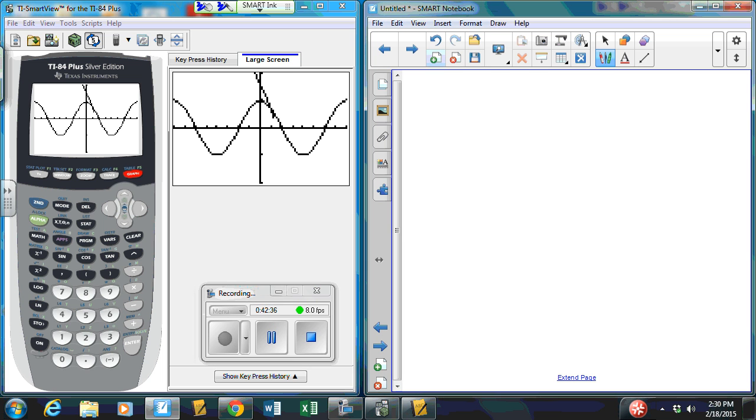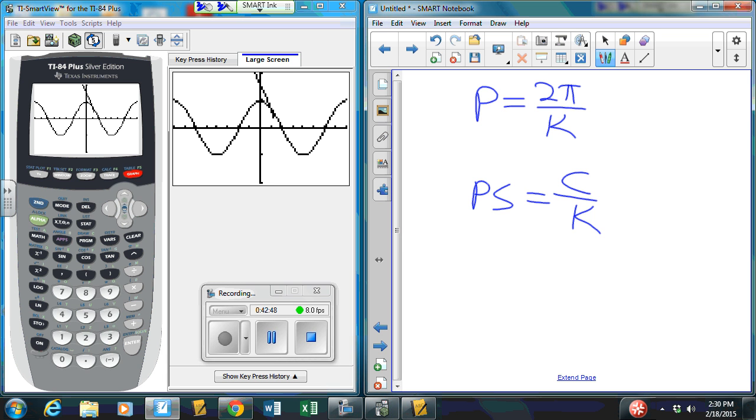Let me give you 2 formulas that you need to know. Period is equal to 2 pi over k, because you have to find it. And horizontal shift, which is the same thing as phase shift, is equal to c over k. Remember, we studied that last week. So find all that stuff. The phase shift is c over k.